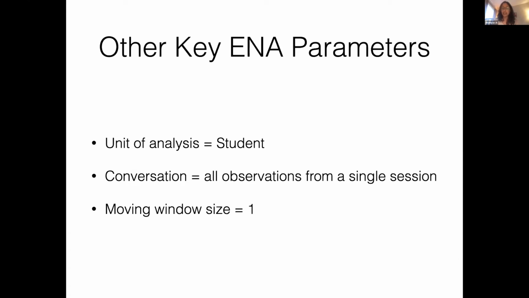All right, so the other key ENA parameters: we set the unit of analysis as a single student. The conversation is all the observations for a single observation session. And the moving window size is set to 1 because we are interested in transitions.